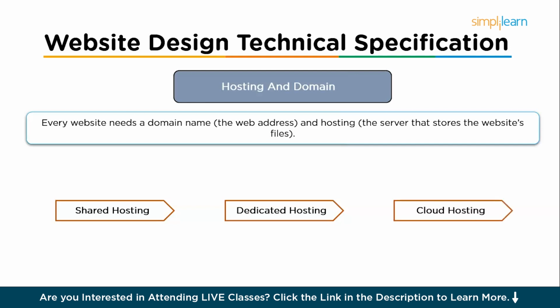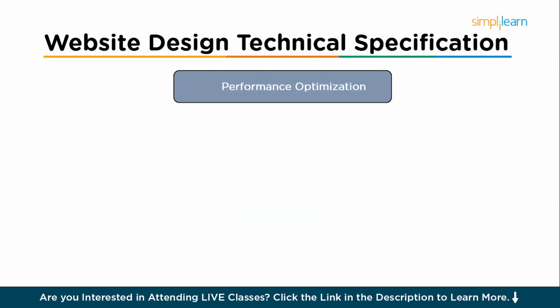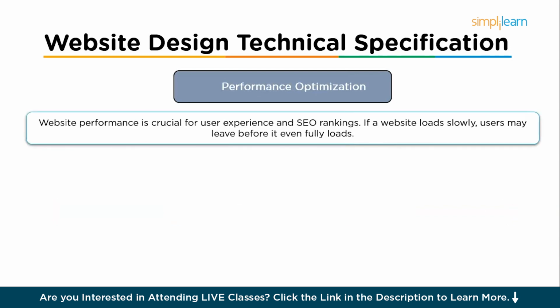The third one is cloud hosting. Websites are hosted on a network of servers, providing scalability and flexibility for high traffic websites. And the fourth one is performance optimization. Website performance is crucial for user experience and SEO ranking. If a website loads slowly, users may leave before it even fully loads.